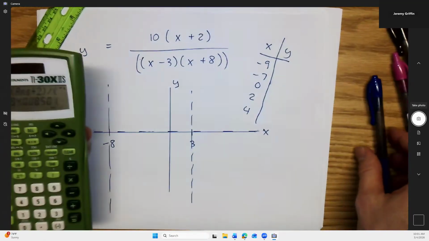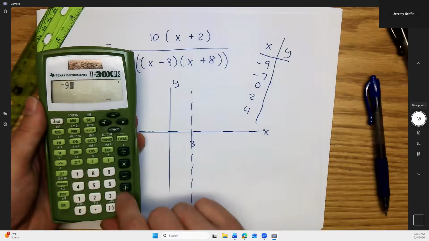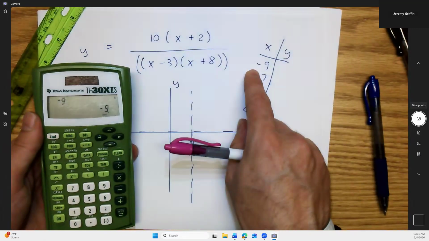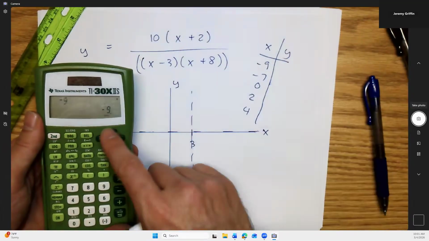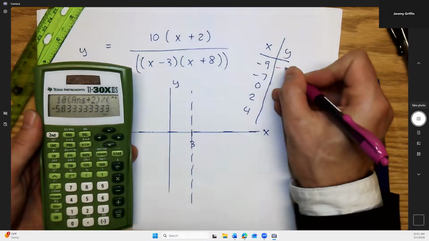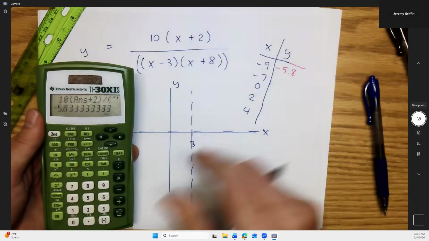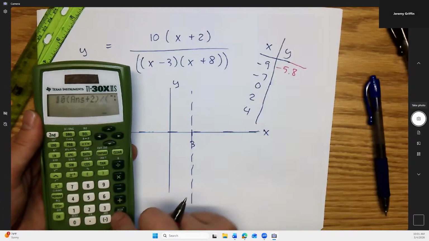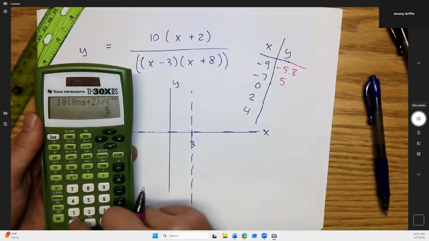That's true. Okay, so let me try this. Type -9 equals, and now calculate this. Something about -9: go up, plug it in. Get -5.8 something. Okay, -7: I'm getting 5 exactly. I plug in 0.